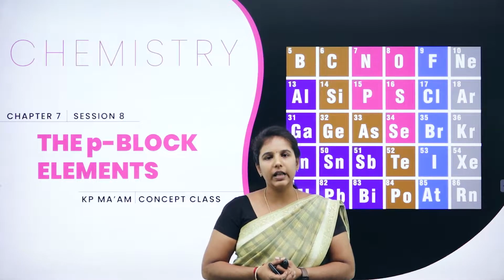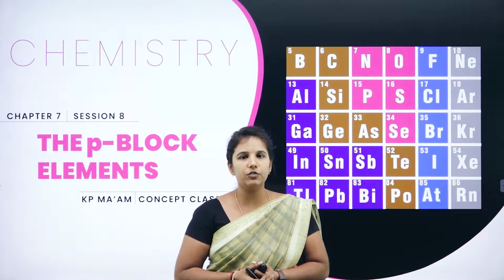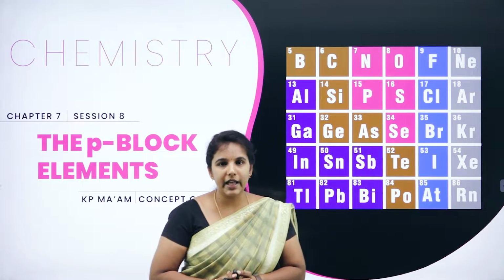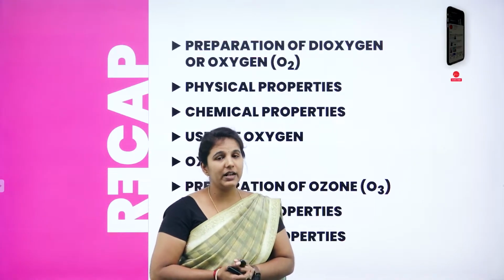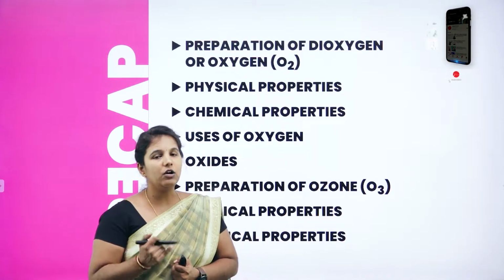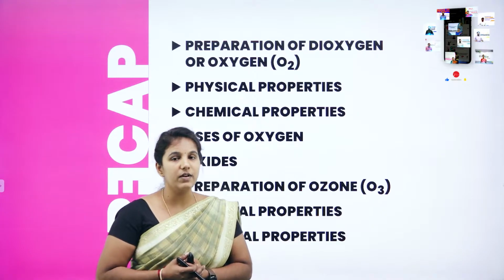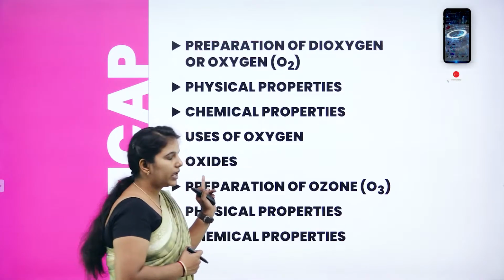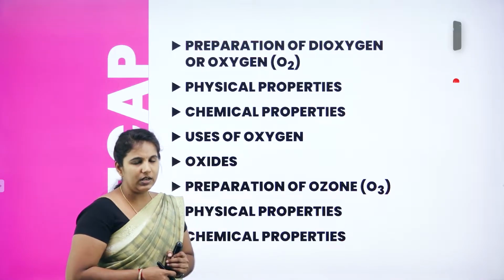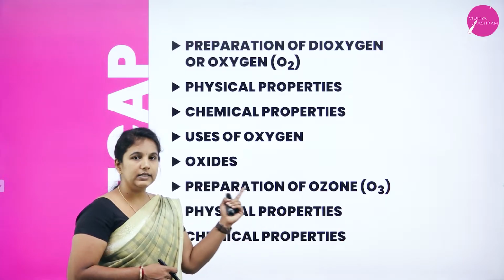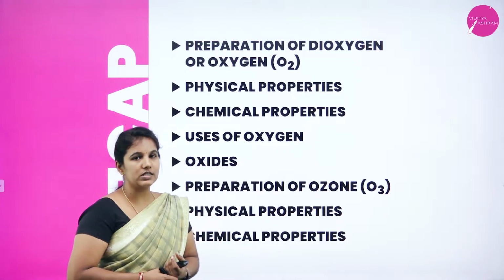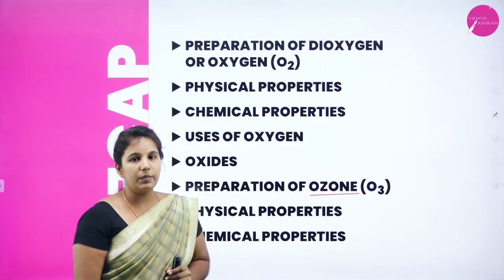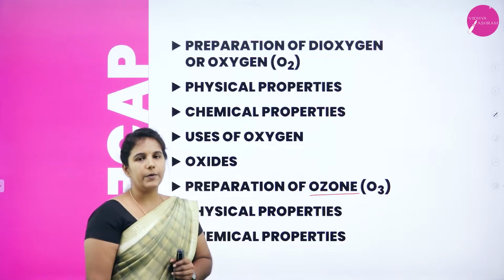My dear students, in our last discussion, we were dealing with the unit called P block elements. Under that, we discussed dioxygen preparation, physical and chemical properties of dioxygen, and also the uses of oxygen. In addition, we discussed the oxides formation in oxygen, and most importantly, the allotrope of oxygen, that is ozone. In ozone, we learned about the preparation, physical and chemical properties.